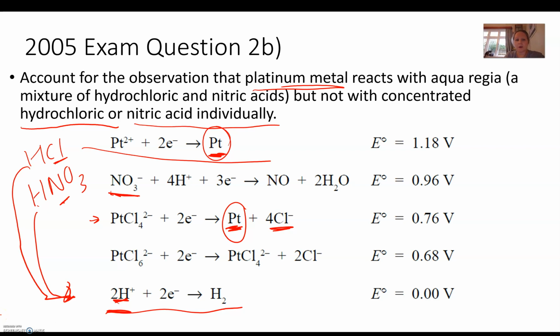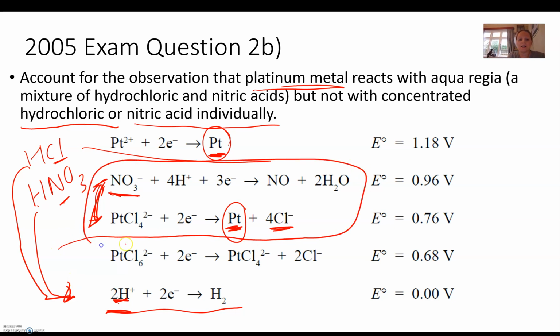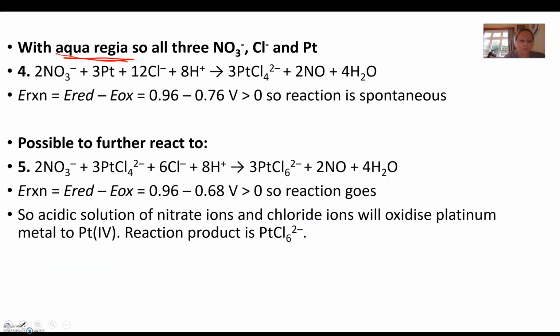If you look at these equations here, we're trying to find equations that have nitrate, H plus, and chloride. And if you look at all of them, if we put these two together, then that will contain all of those species that we need: nitrate, H plus, platinum, and chloride. And therefore, that's how, by process of elimination, you know that we have to add these two together. Okay, so that's what I'm going to do.